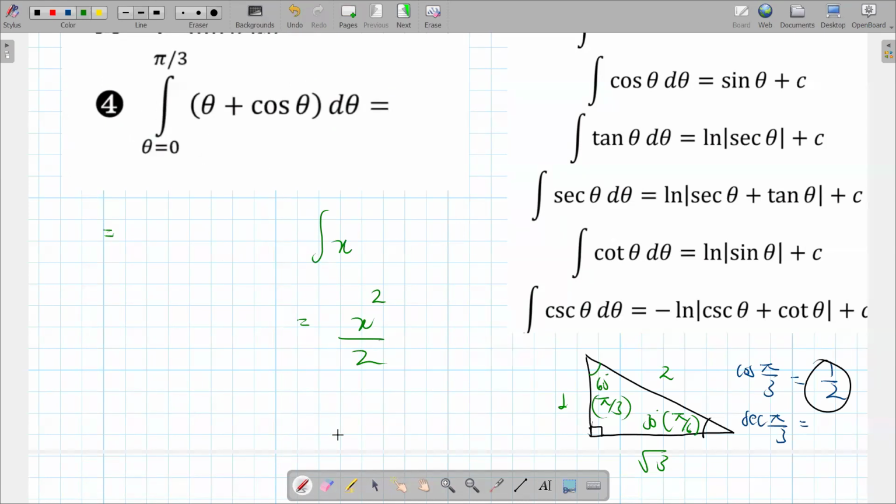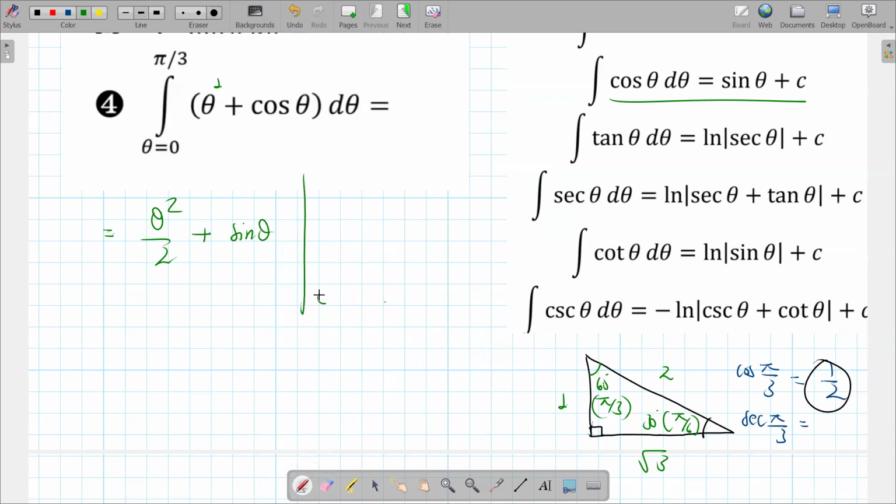Same thing here. What's the integral of theta then? It's just a different letter, right? The idea is the same. So it has a theta squared over 2. And the integral of cosine is sine. Like this. And then you have 0, pi over 3, and then you just plug the numbers in.